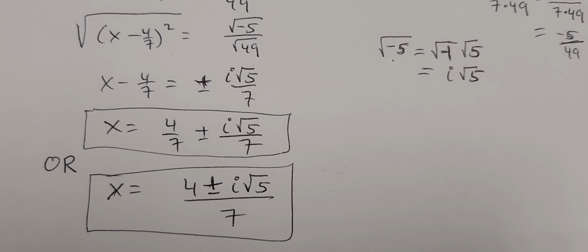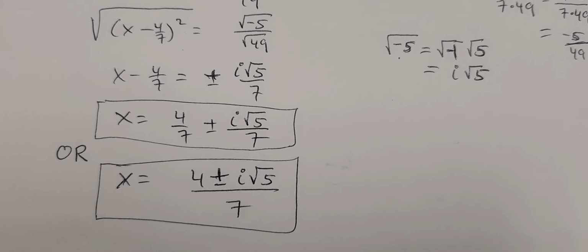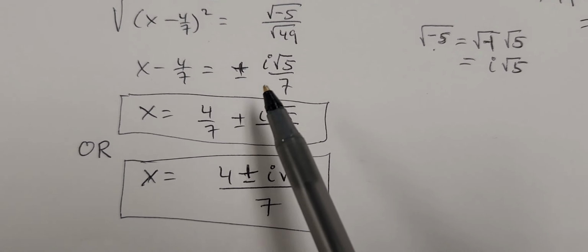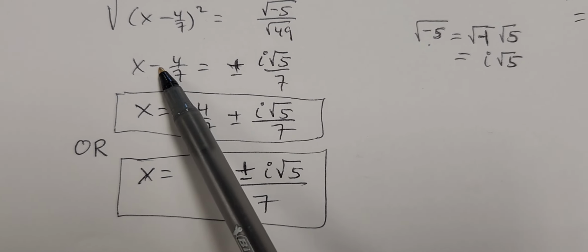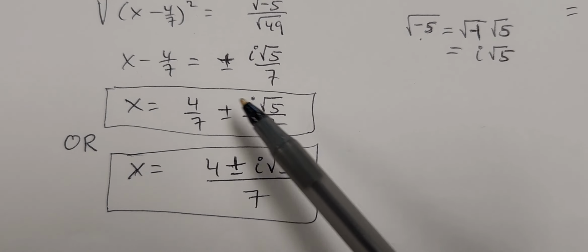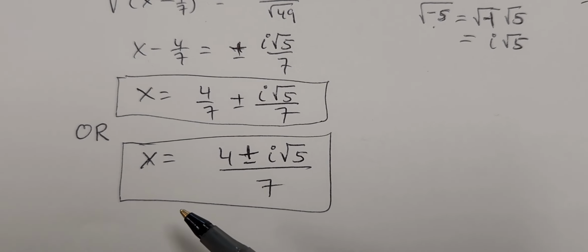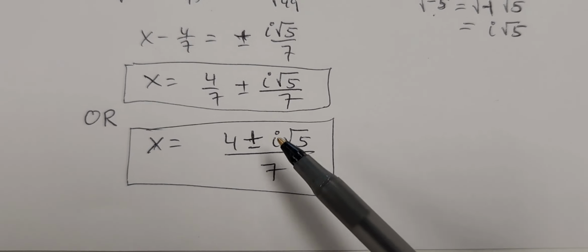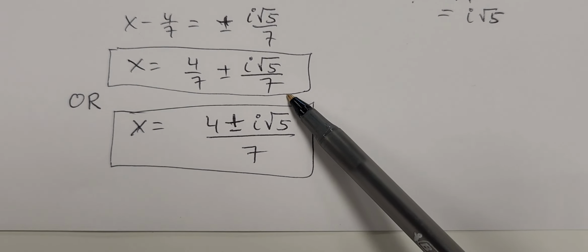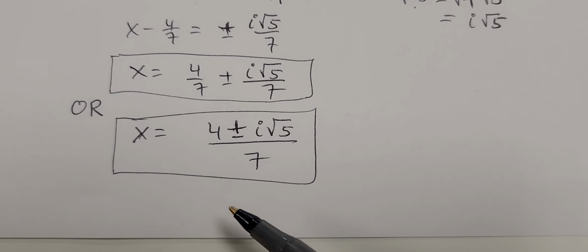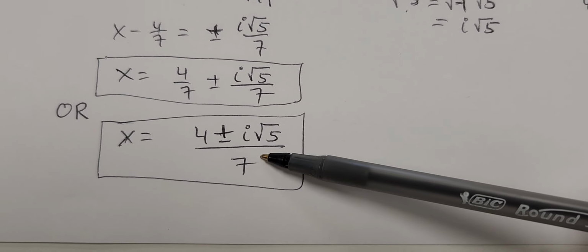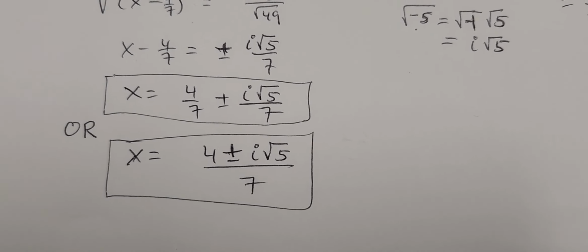Next, I want x to be by itself, so bring the 4 over 7 to the right side. Since this is a minus, bring it over and it becomes positive 4 over 7. This is our answer because there's nothing else we can do. Or you can rewrite it as 4 plus or minus i square root 5, and since both of my denominators are 7, I just write 7 one time. You can write this as my answer, or you can write this as my answer. Both forms are the same.